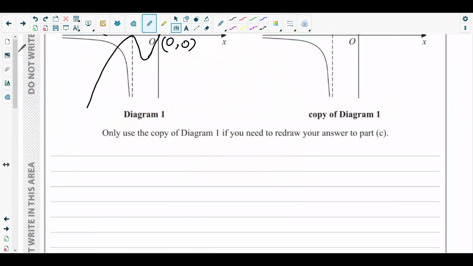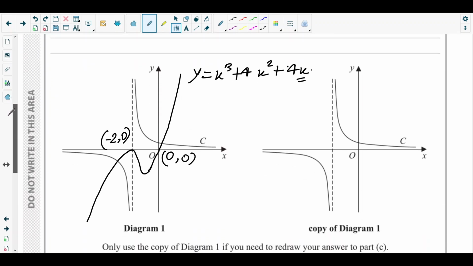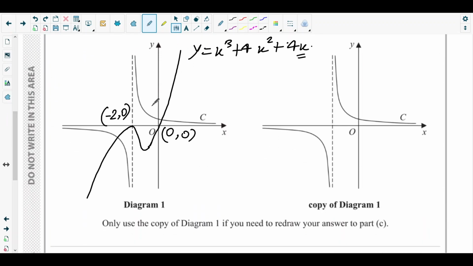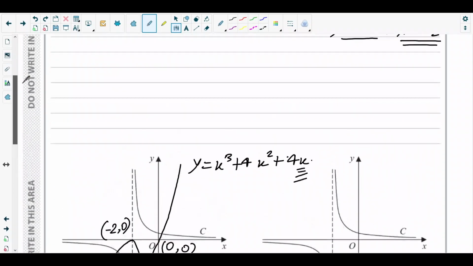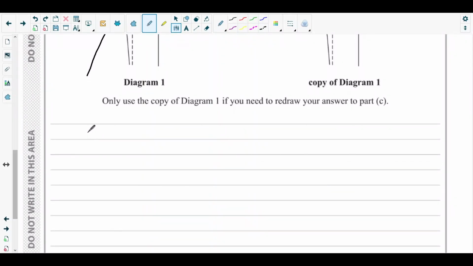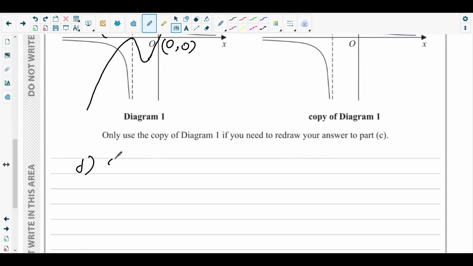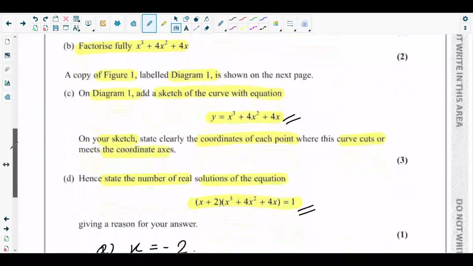So let's have a look at the sketch on diagram 1. We can see clearly that the cubic curve y equals x cubed plus 4x squared plus 4x is intersecting the reciprocal curve y equals 1 over x plus 2 at exactly 2 points. So how many solutions does it have for part D? Since there are 2 points of intersection, there are 2 real roots. That's the answer for part D.